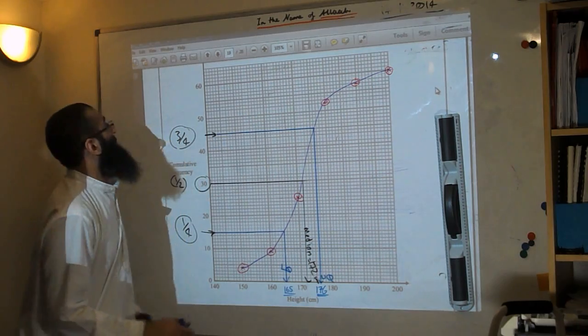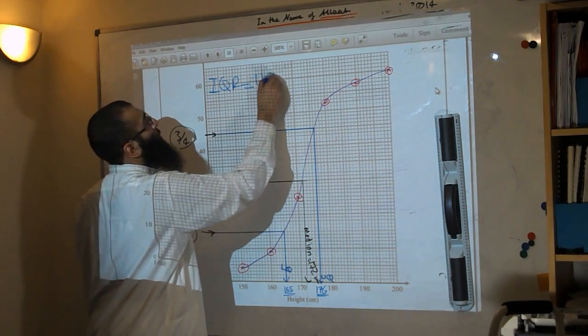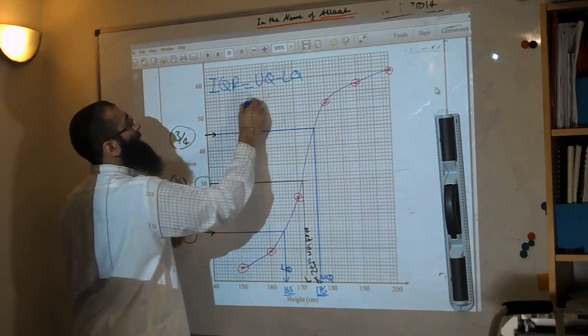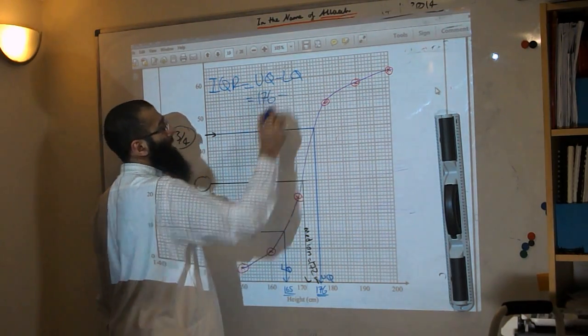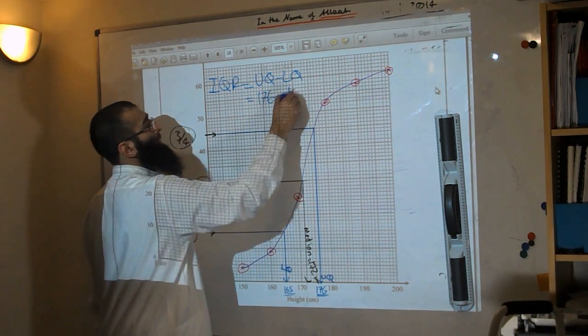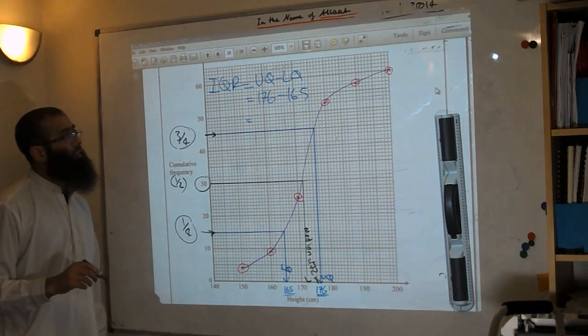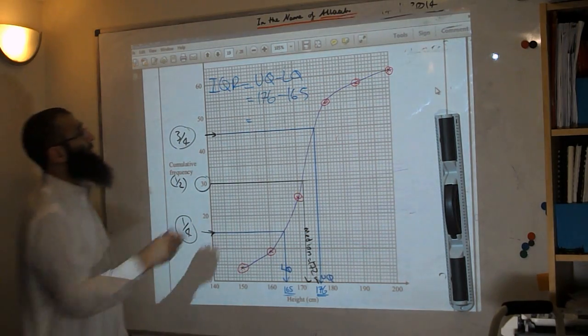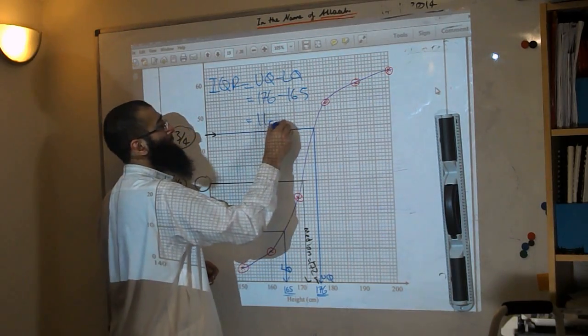Now, if you want to work out the interquartile range, it's going to be the upper quartile minus the lower quartile. Okay, the upper quartile according to this graph is 176. We're going to minus the lower quartile, which is 165. So 176 minus 165 will give us a total of 11. And the answer is 11 centimeters.